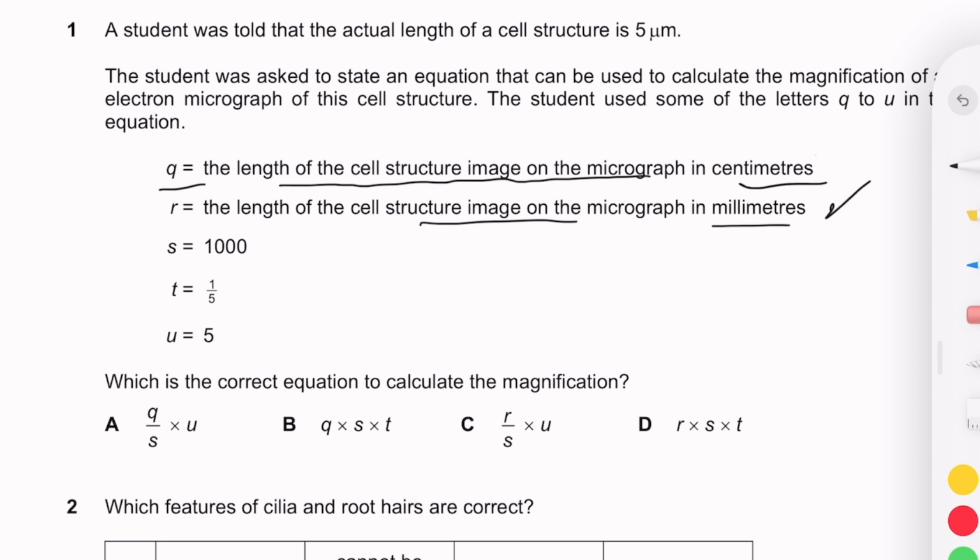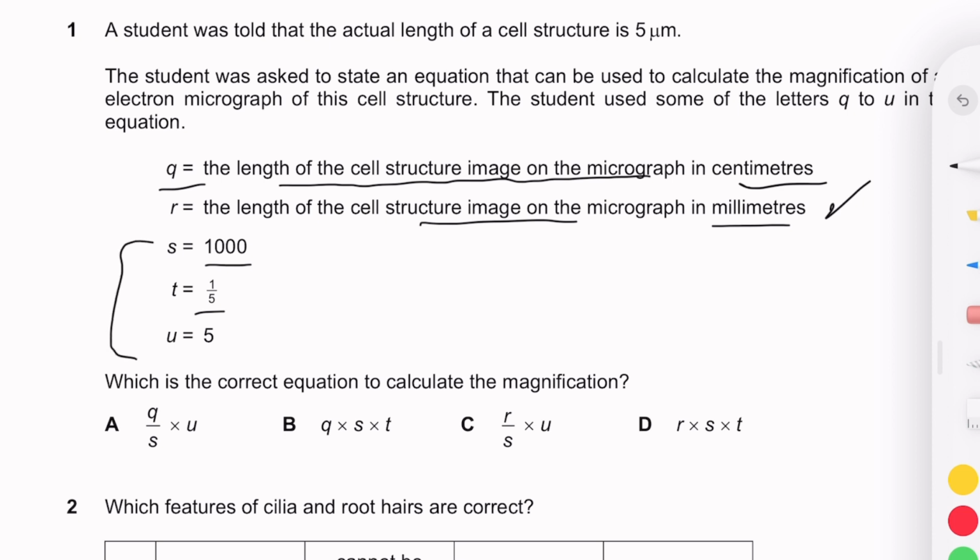We never use centimeters. Even in paper 3, when we record our answers, when you carry out the magnification questions, he would ask you what's the magnification of this image, or what's the actual length? You always have to record the lengths in millimeters, because then he wouldn't count the working. S equals 1000 and T equals 1/5 and U equals 5. These are just some random values that we can rely on here.